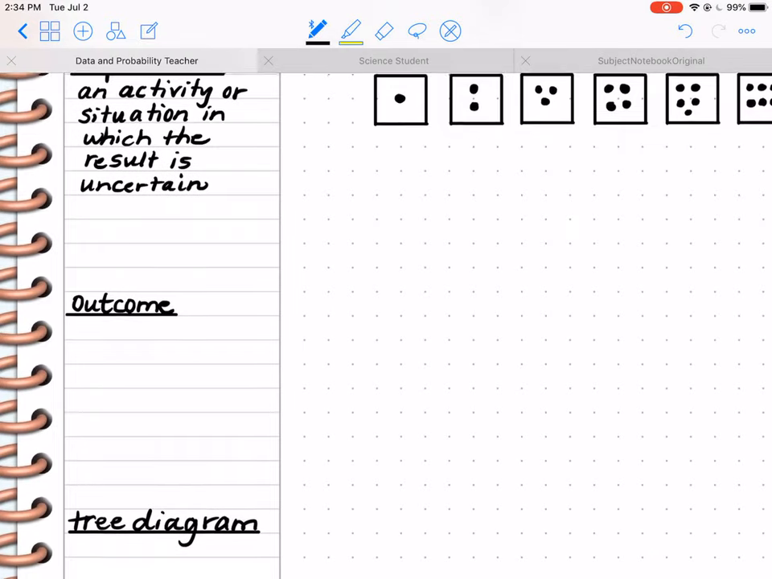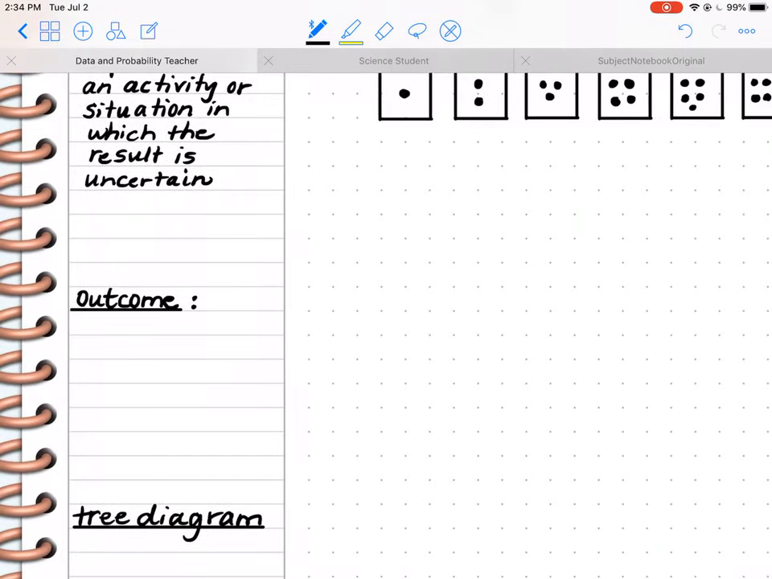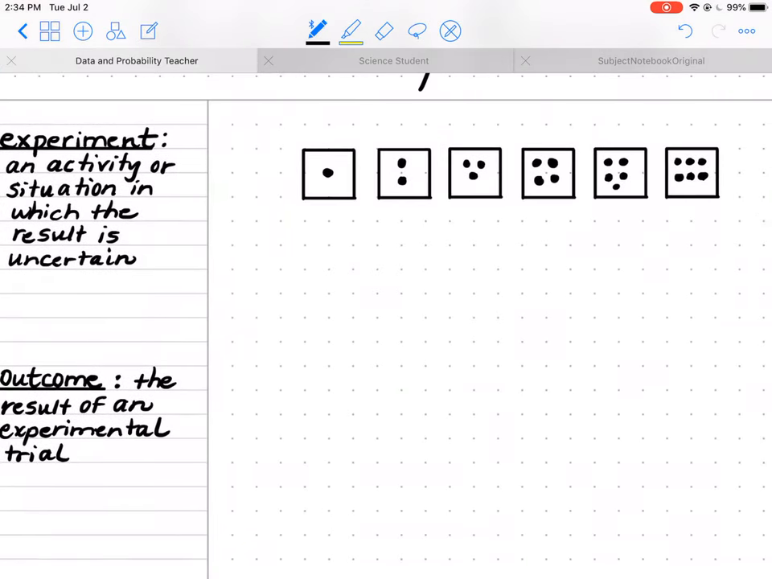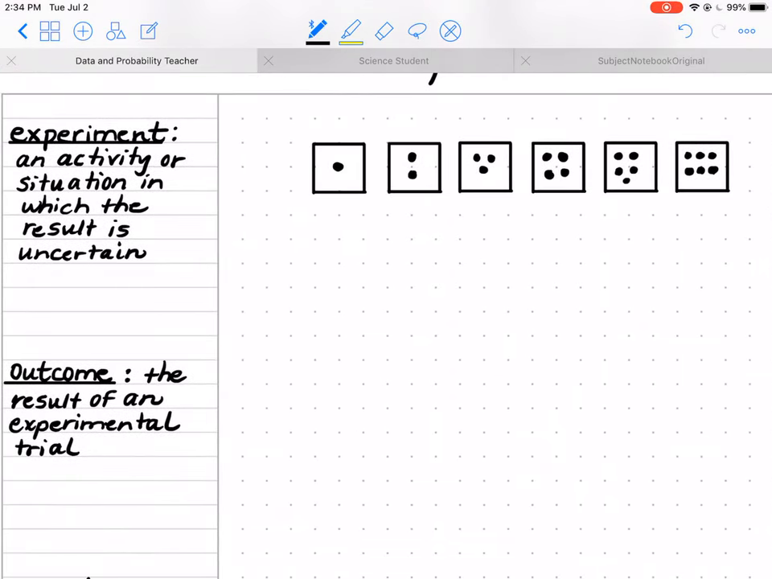An outcome is the result of an experimental trial. And I'm going to wait on tree diagram, I'm going to wait on that one for just a minute. And let's focus on experiment and outcome for just a second.